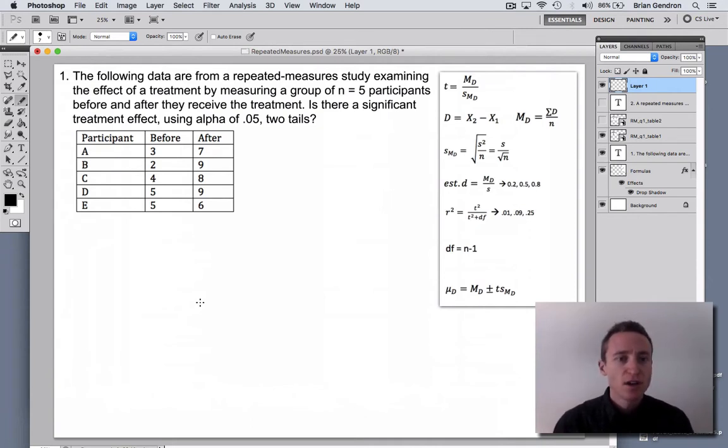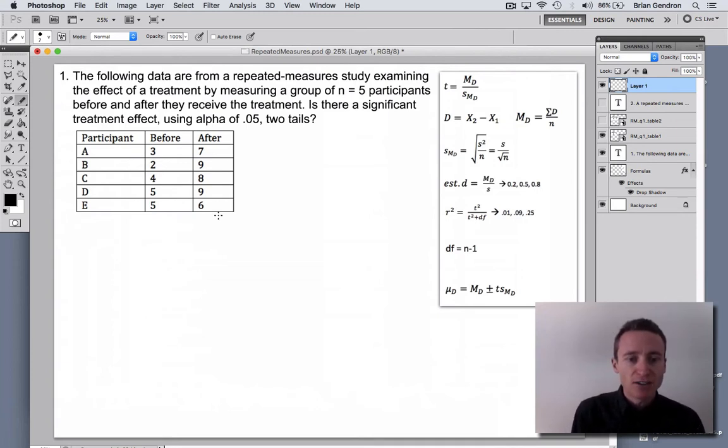And this first question says the following data are from a repeated measures study examining the effect of a treatment by measuring a group of 5 participants before and after they receive the treatment. Is there a significant treatment effect using alpha of 0.05, two tails? All right, so the first thing to consider here is, is there a statistically significant average difference or mean difference between these two measurements before and after these 5 participants received some treatment.